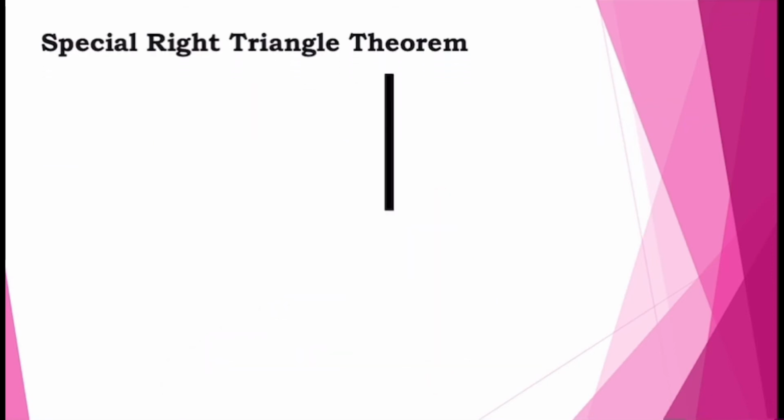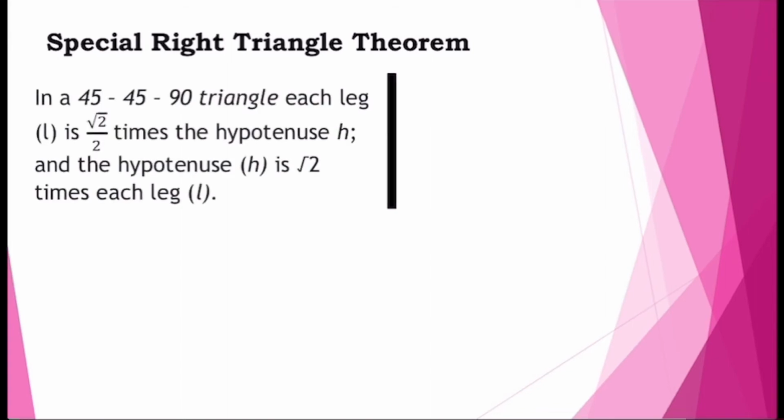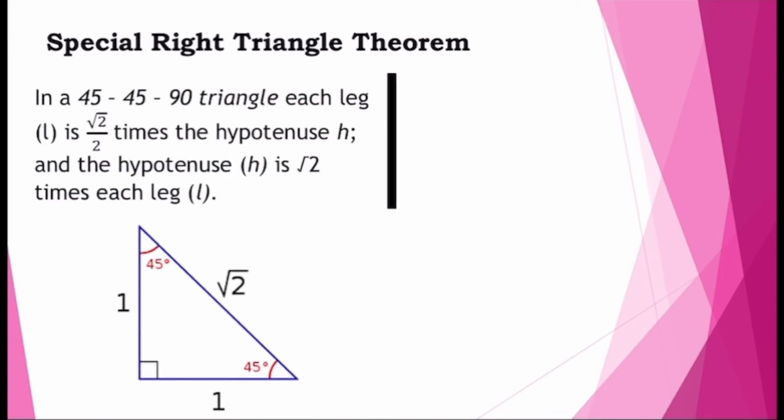Next, we have what we call the special right triangle theorem. In a 45-45-90 degrees triangle, each leg or L is the square root of 2 over 2 times the hypotenuse or h, and the hypotenuse is the square root of 2 times each leg.